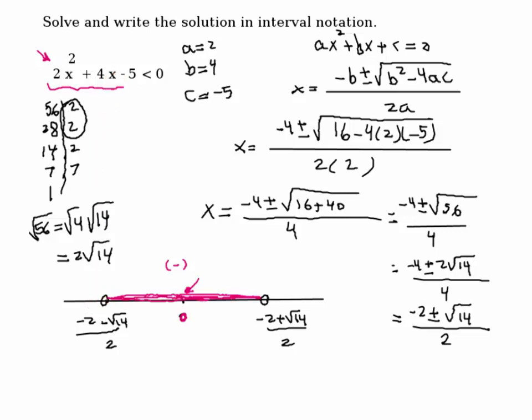So if I write this in the interval notation, I would use parentheses, all the numbers between minus 2 minus square root of 14 over 2, comma, minus 2 plus square root of 14 over 2 would be the solutions. All the numbers in between those two would be the solution for this inequality.